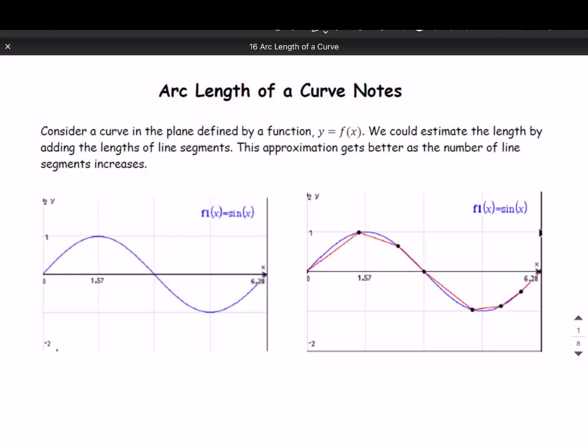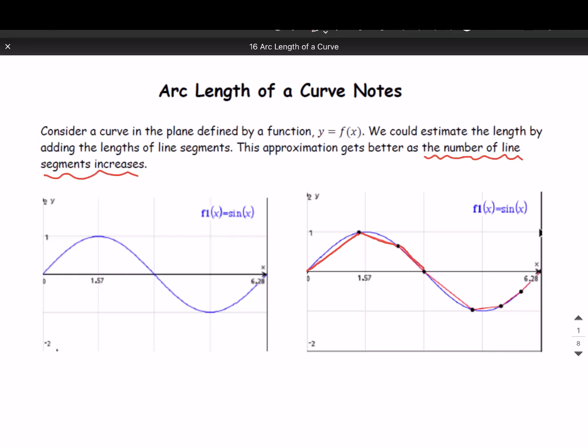If we want to find the length of our curve, we can do that by finding the lengths of these little red line segments to approximate, right? And if we find the lengths of each of these and add them up, it's an approximation, correct? Now, what's important to realize is, as the number of line segments increases, the better our approximation is.